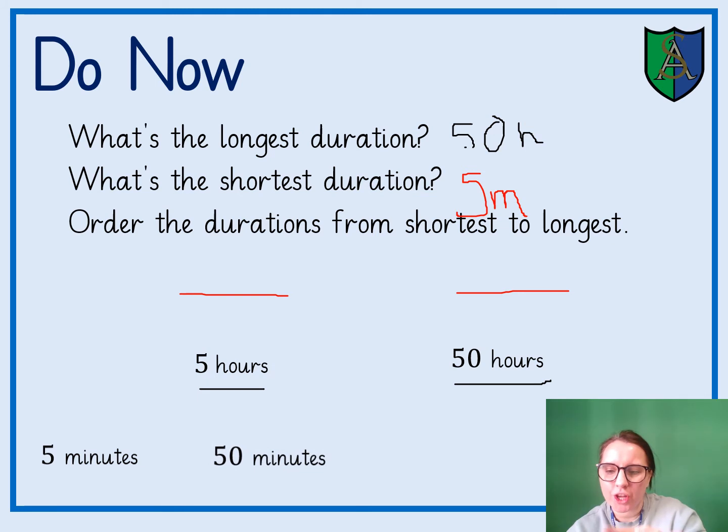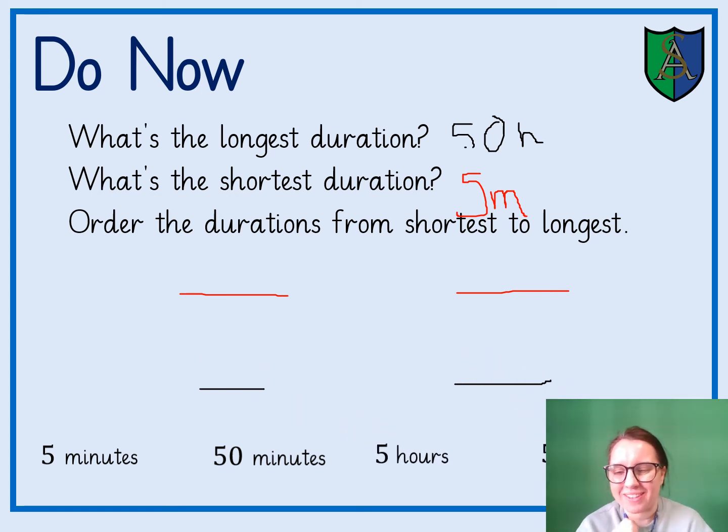Then we've got 2 sets of hours there. We've got 5 hours and 50 hours. We've already identified that the longest duration was 50 hours. So we're going to eliminate that because we know it's the longest, so it's going to go last. But we can see that we've got 5 hours, which must be next. And then finally, our 50 hours, okay?